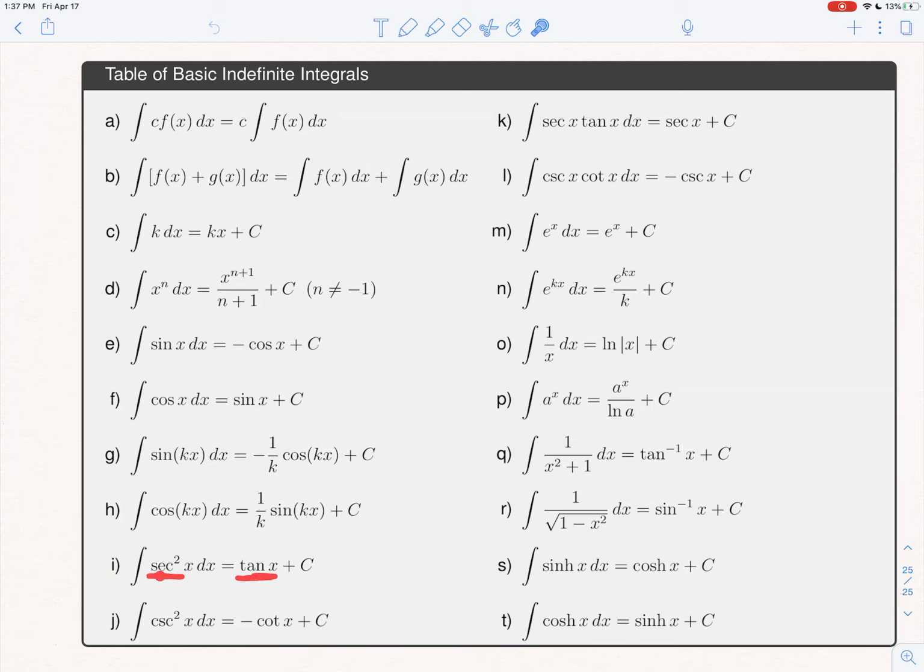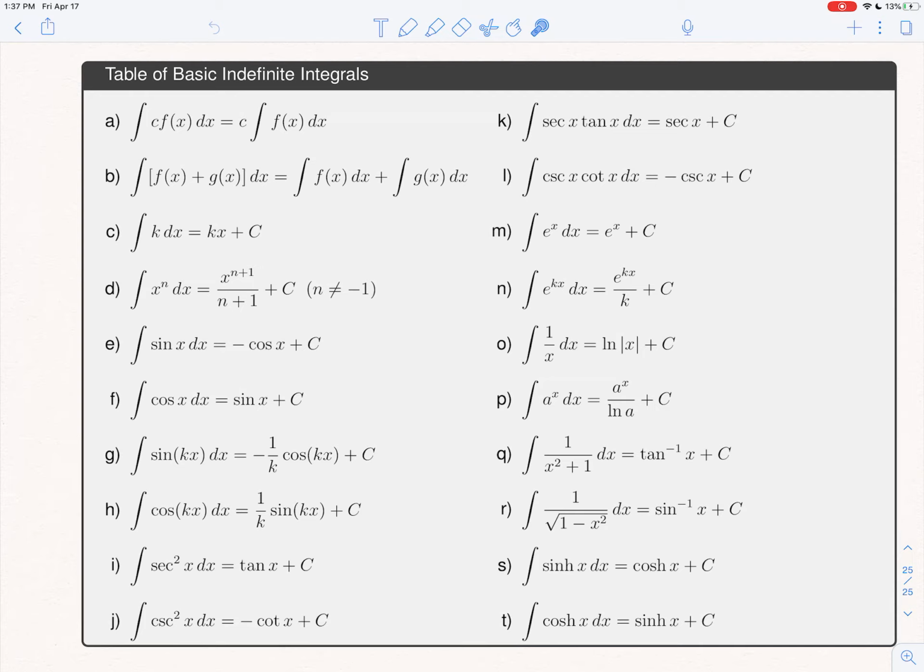For example, you know the derivative of tangent is secant squared, so the integral of secant squared is tangent. Vice versa here, integral of cosecant is minus cotangent. Integral of secant tangent is secant because the derivative of secant is secant tangent, so on and so forth.